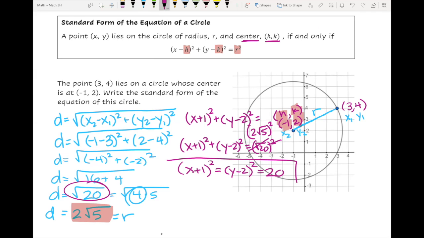Okay, so this is the standard form of our circle. All right, I hope that helps. Let me know if you guys have any questions.